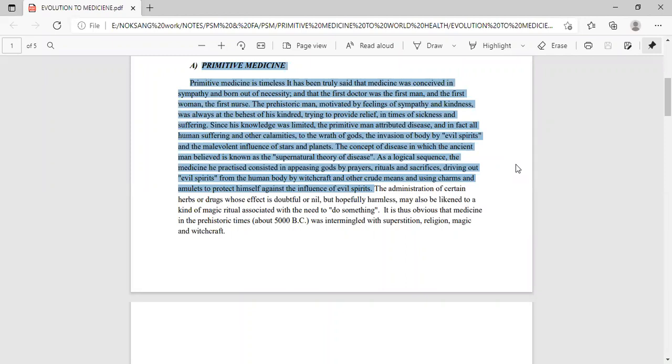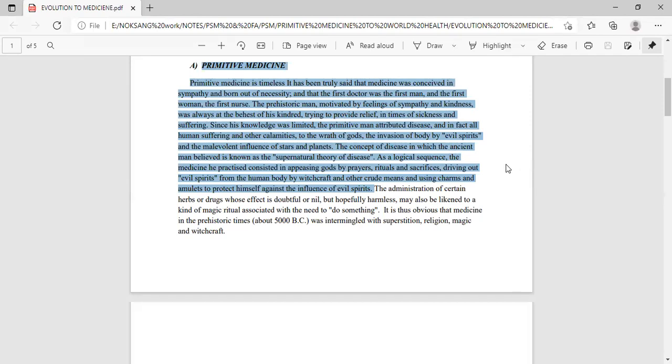Primitive itself means, what is primitive? What do you mean by primitive? Anyone? Old, ma'am. Primitive life. Primitive people didn't have any proper civilization. They were the early men that were living during the primitive era.